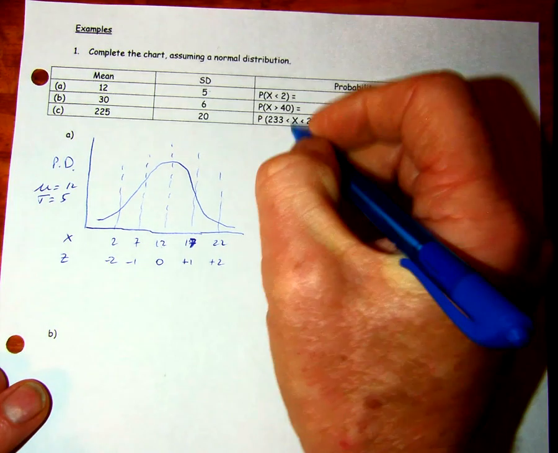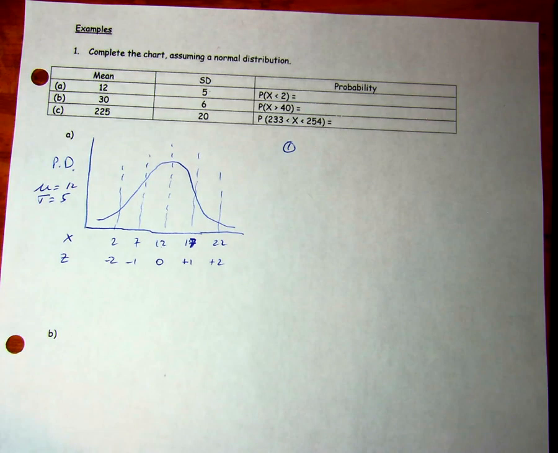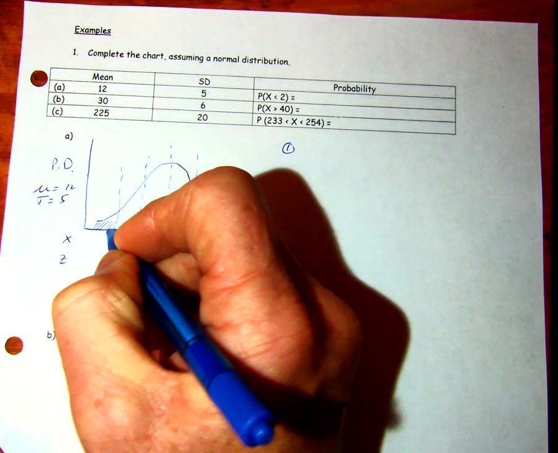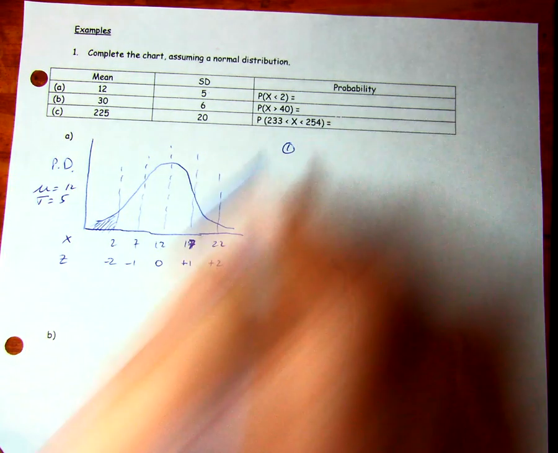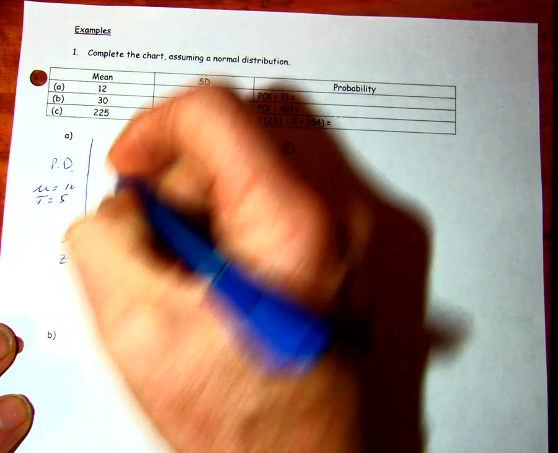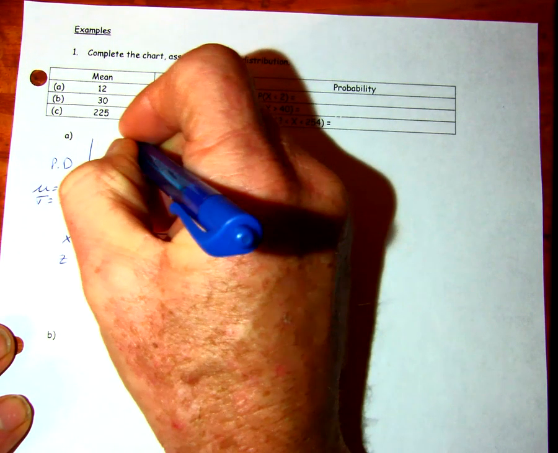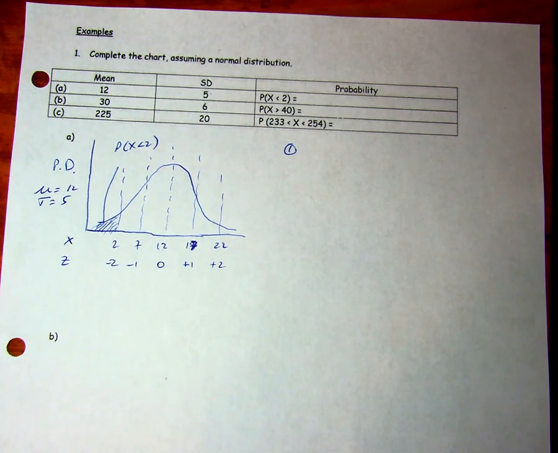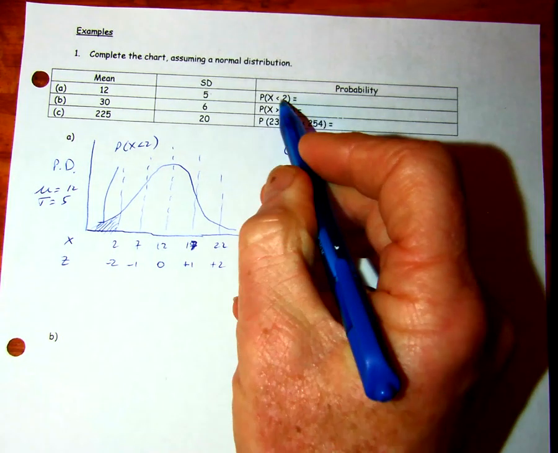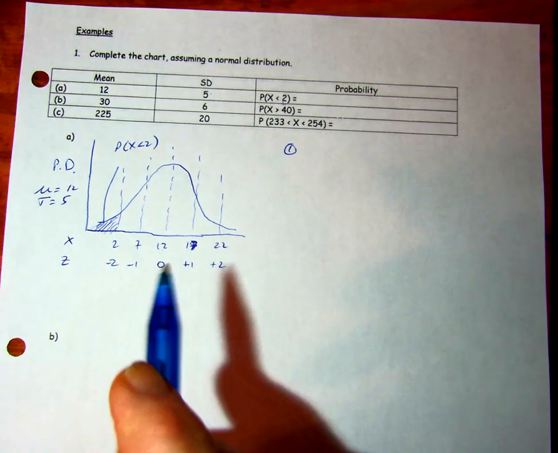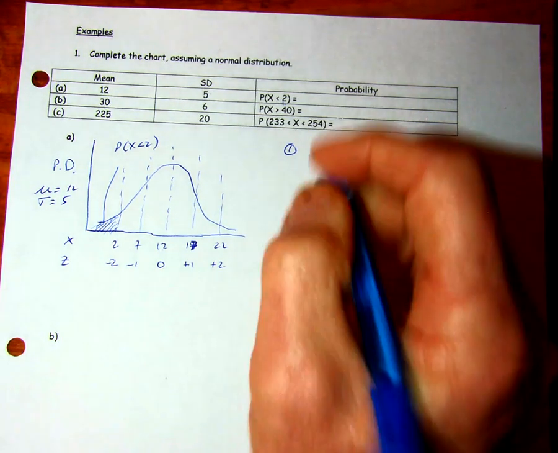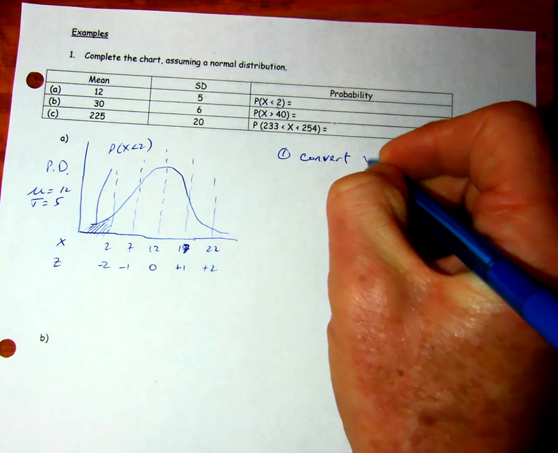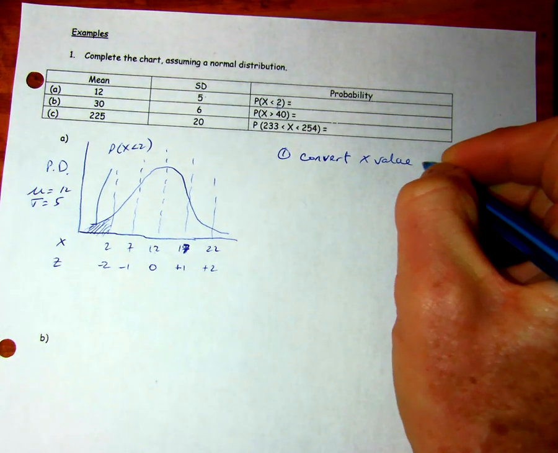All right, so what do we do to calculate? We want to know the probability that x is less than 2. Didn't it say z is less than 2? No, we're talking about x being less than 2. The first thing is, step 1, we have to convert the x value to a z-score.